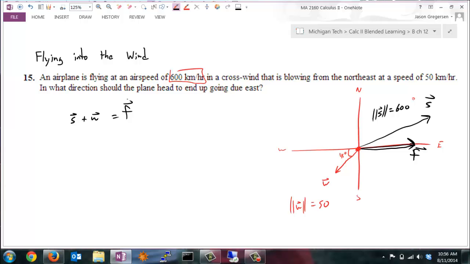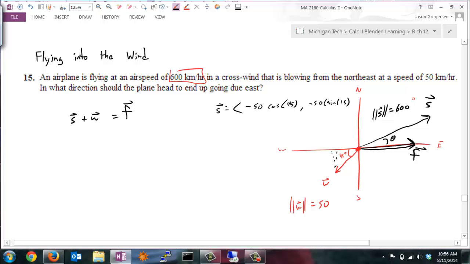So what I'm going to do is I'm going to call this theta. It's the piece that I don't know that I'm really trying to find. If I knew theta, I would know everything. So all I have to do is break these things into components. So I know the components to W. W is going to equal 50 times the cosine of 45, and that's going to be a negative value. The y component is going to be negative 50 sine of 45.